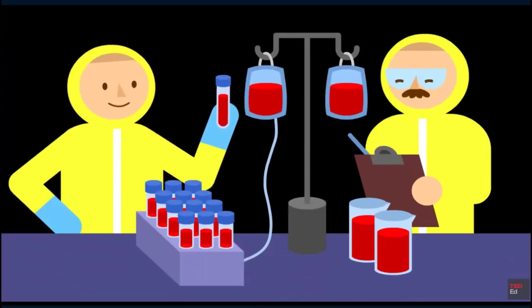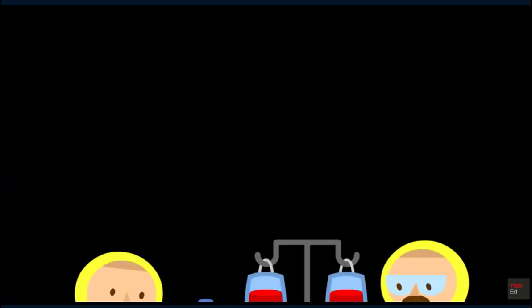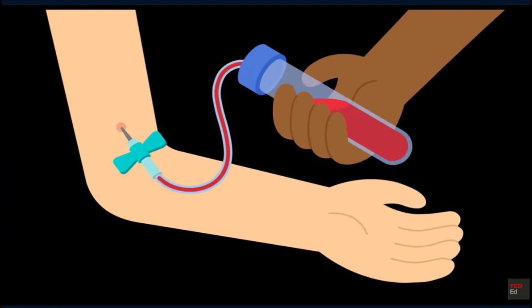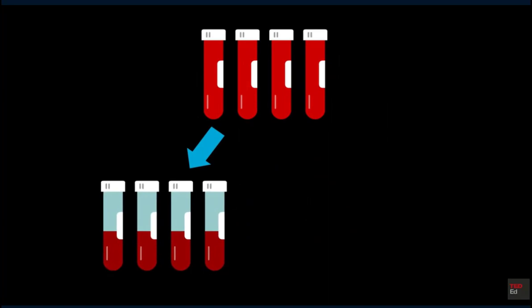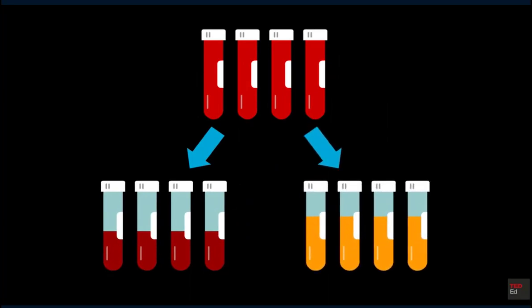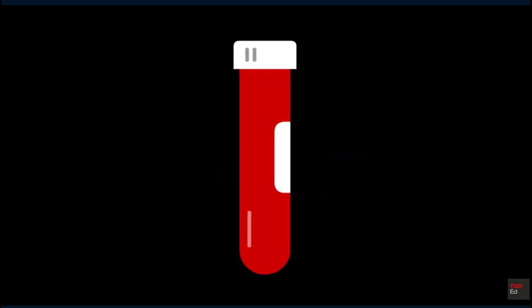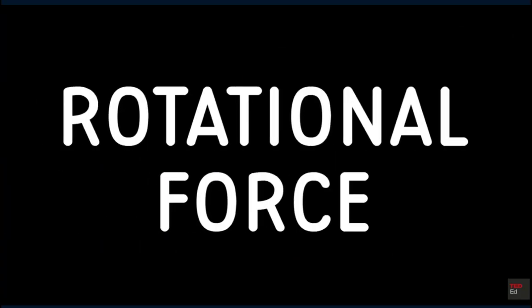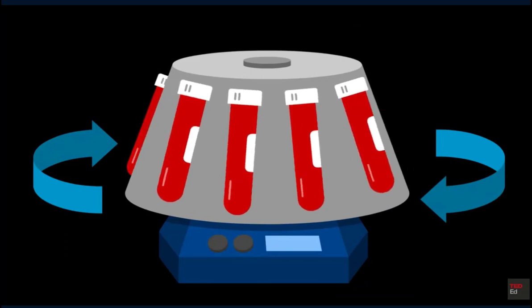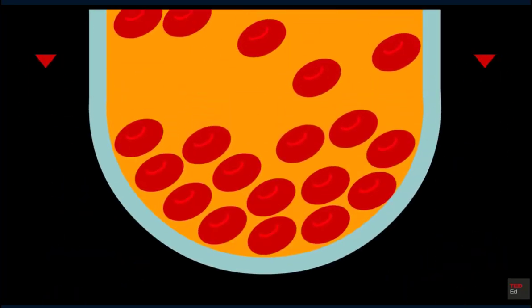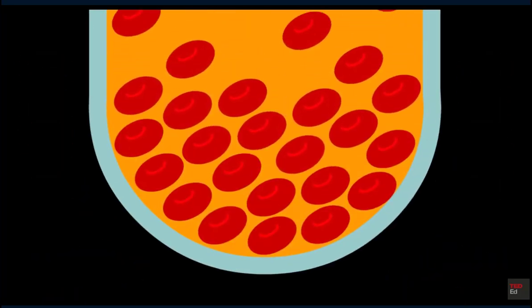Meanwhile, in the medical world, blood tests are a vital tool for evaluating a person's health. But doctors typically can't examine blood samples until they've separated the solid blood cells from the liquid plasma they're dissolved in. To do that, a powerful rotational force is exerted on the test tube, causing heavier substances with higher density, like blood cells, to move away from the rotational axis.